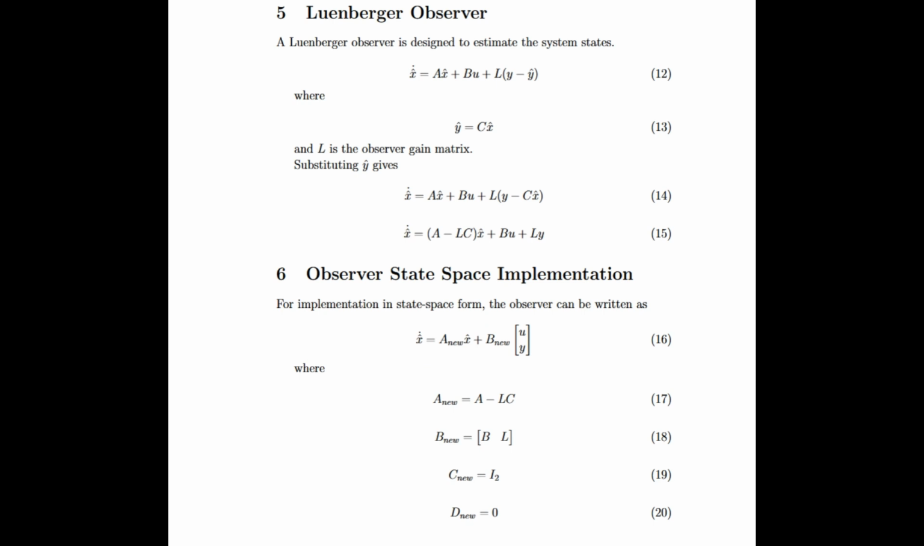Now, the equation of a Luenberger observer is given here in equation number 15, which represents x dot equals A nu x plus B nu u, which is shown in equation 16, where the ABCD matrices of the observer, which are A nu, B nu, C nu, and D nu, are given from equation 17 through 20. So we are going to use these relations and provide the values of the ABCD matrices in our discrete state space block in our Simulink model.